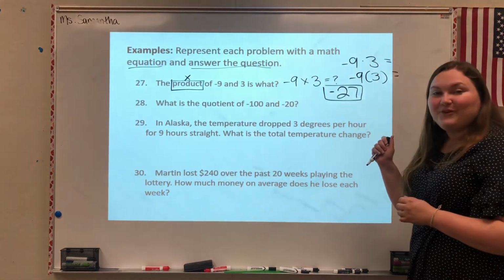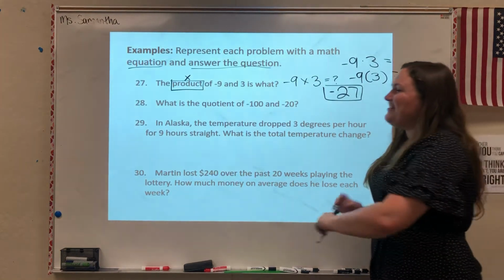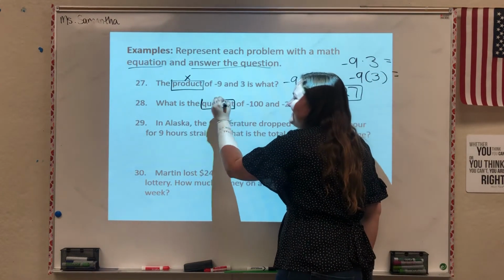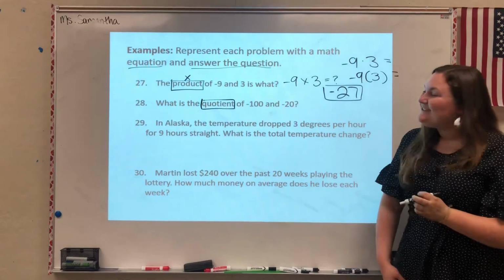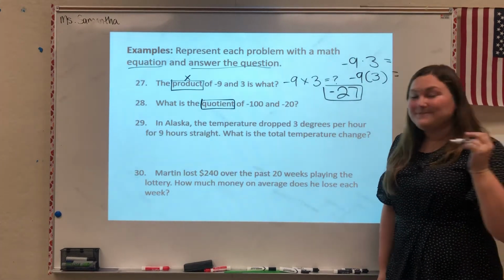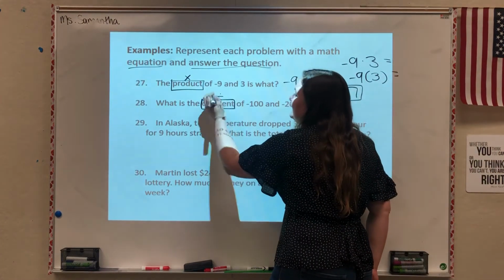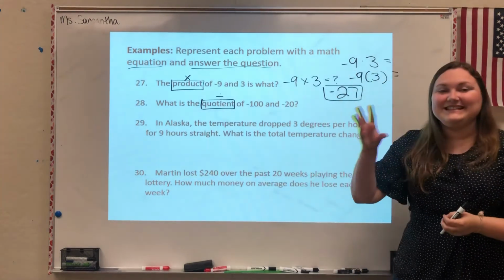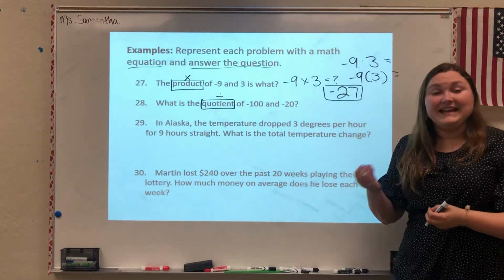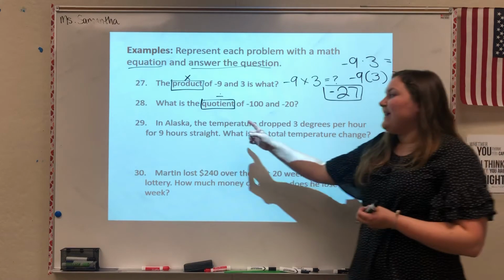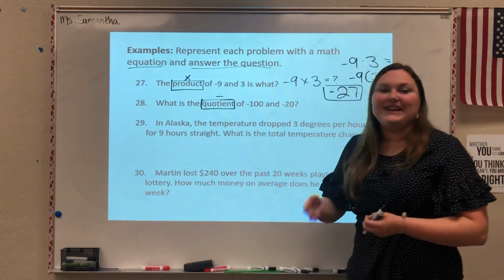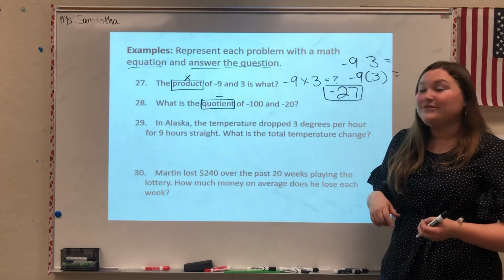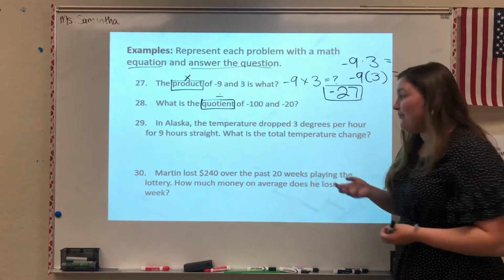I see another vocabulary word. That word is quotient. Do you know what quotient means? Quotient means divide. Similar to product, quotient is the name of the answer in a division problem. So right here, we've got 2 more words you can add to that table from a moment ago because these are words you want to make sure you know.